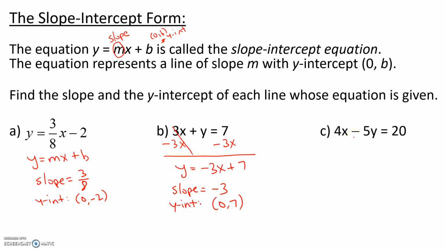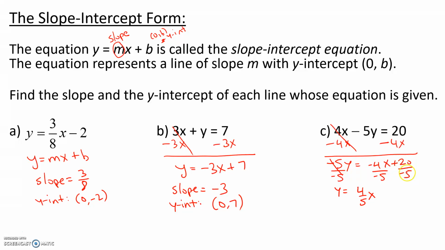In letter C, we have to first isolate the y in order to write the equation in slope-intercept form. So we would subtract 4x from each side. This would give us -5y equals -4x plus 20. We would divide each term by -5. This would give us y equals, negative divided by negative is positive, 4 over 5 x. Positive divided by negative is -4. So our slope m is equal to 4 over 5, and our y-intercept is the point (0, -4).